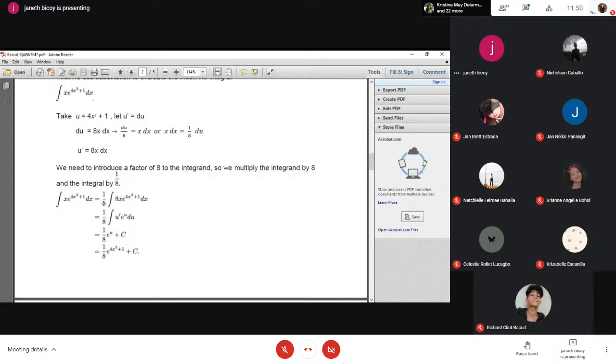So we multiply by 1 over 8. 1 over 8 times 8 will just be equal to 1. So 1/8, the 8x dx is just your u prime, and e to the 4x squared plus 1 is your u. So the integral of u prime e^u du, the integral of e^u is just equal to e^u. Substituting your u with 4x squared plus 1, your final answer is 1/8 e raised to the power of 4x squared plus 1 plus c.